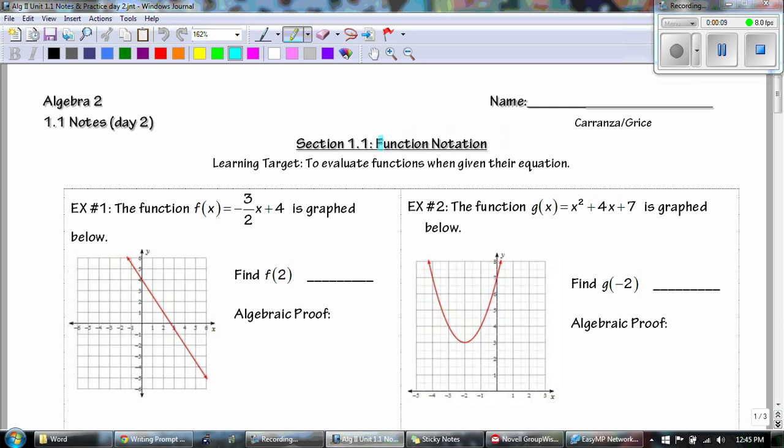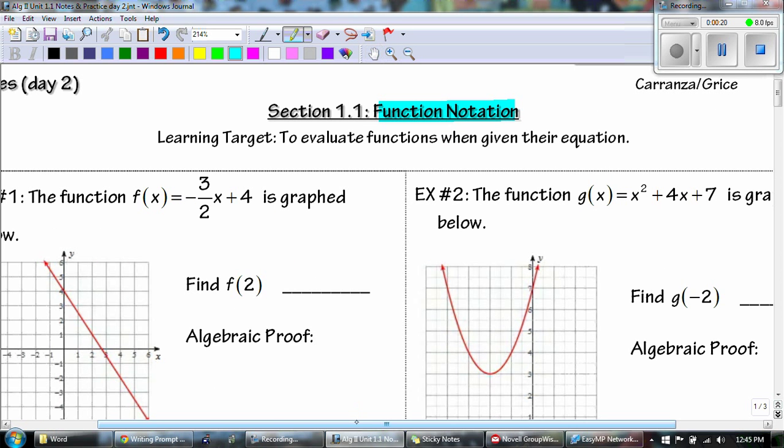We're continuing our discussion on, that's right, function notation. Our learning target today is to evaluate functions when given their equation. So, let's go ahead and get started.